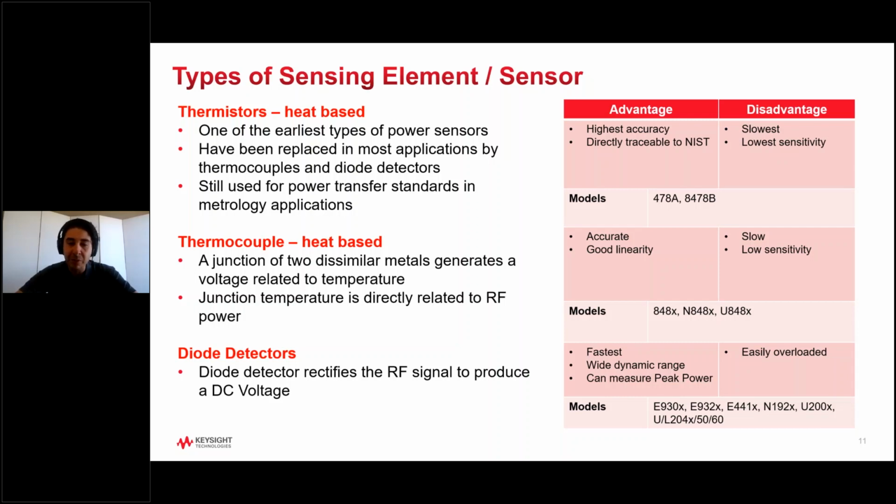Now, for their ability to measure low signals, they're limited by the maximum energy that they can detect, and so that leads to their disadvantage of being easily overloaded. But with care, diode detectors can also help you measure peak power in cases where thermistors and thermocouples can only really show you average power. A couple of models of those diode sensors are shown below.